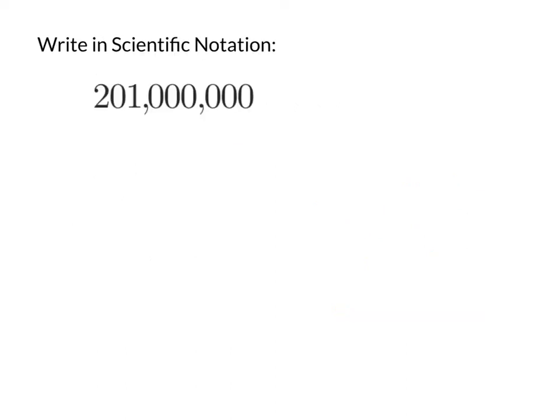So how do we do that? Well, let's say we have a scientific number like 201 million and we want to write it in scientific notation. Well, we know that scientific notation has this form where there's some number times 10 to a power. And what we need to figure out is what's the number and what's the power. So there's going to be just a few steps to do that.